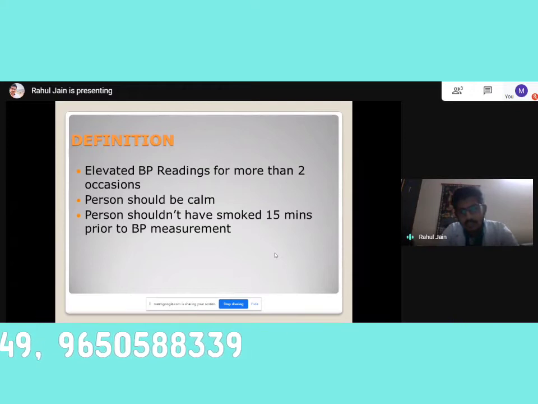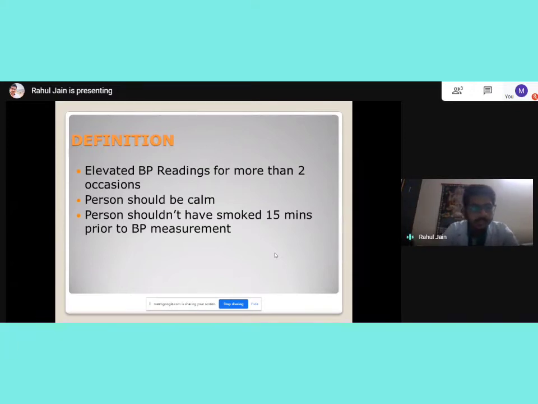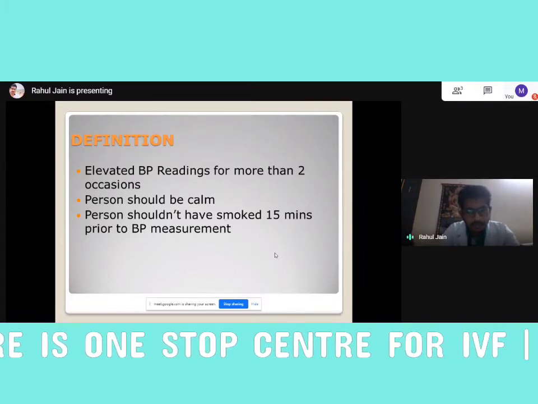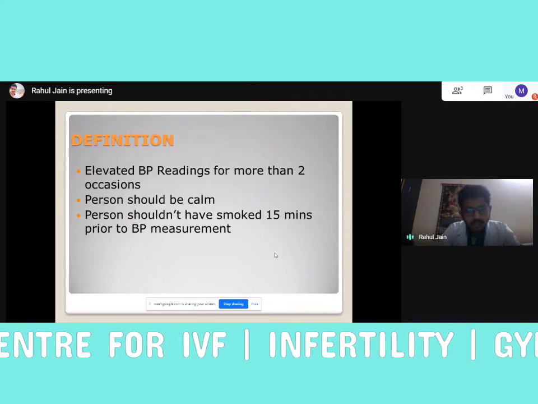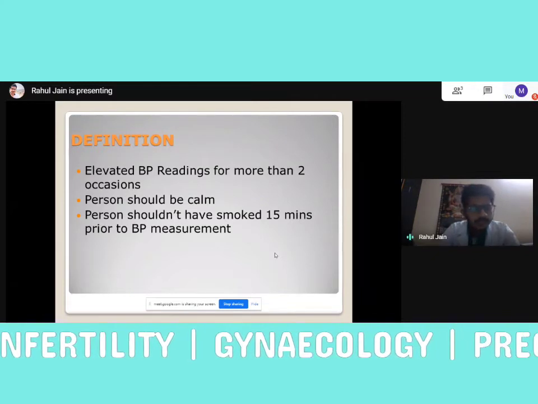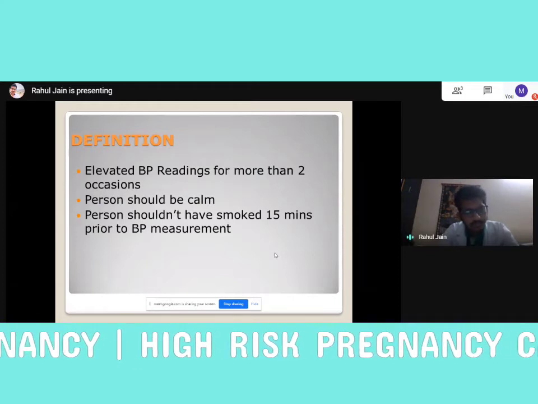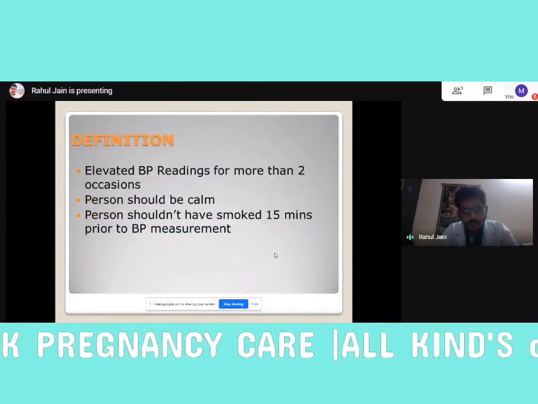Cigarette contains nicotine, and nicotine can cause catecholamine release, which can increase the BP. So it is very important that the person should not smoke 15 minutes prior to blood pressure measurement, and the person should be calm. Otherwise, there is an entity we call white coat hypertension, and we will be discussing it in further slides. So yes, what is blood pressure?